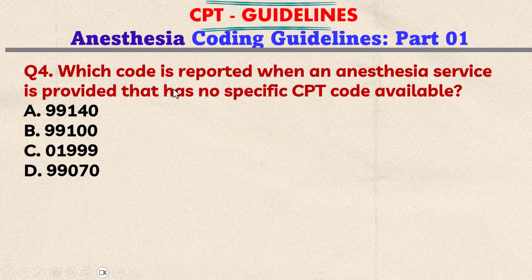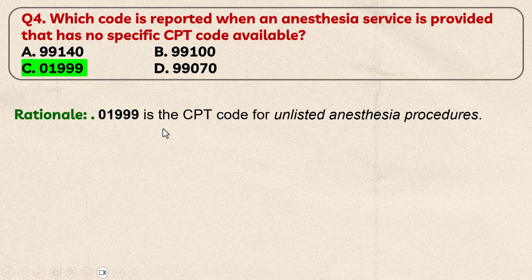Question number 4. Which code is reported when an anesthesia service is provided that has no specific CPT code available? There are 4 answers available. Think your answer. The correct answer is C. 1999 is the CPT code for unlisted anesthesia procedures.